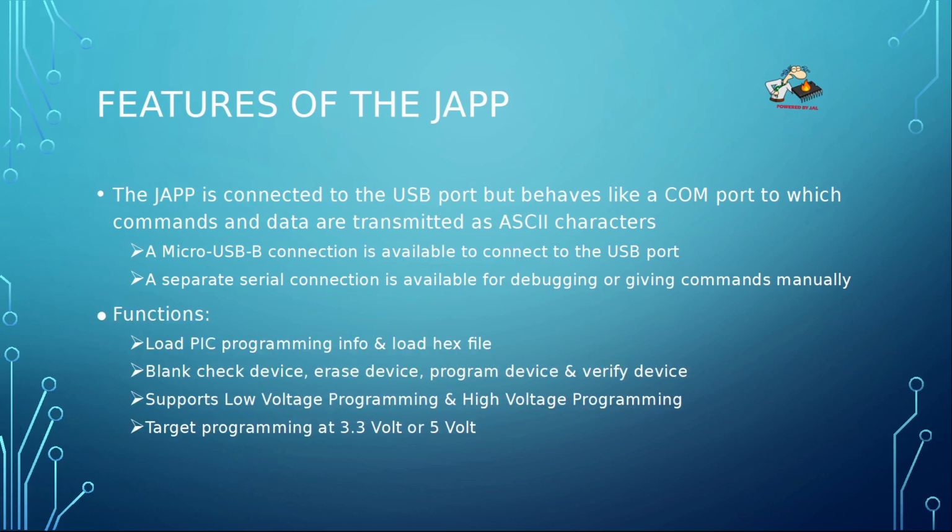And what are the main functions? First you have to load the PIC programming info, which is needed for the PIC programmer to program the target device. You can also load the hex file into the programmer, and then you can perform certain operations like blank checking the device, erasing the device, programming it and verifying it. The PIC programmer supports both low voltage programming and high voltage programming, and the target programming voltage can be set to 3.3 volts or to 5 volts.